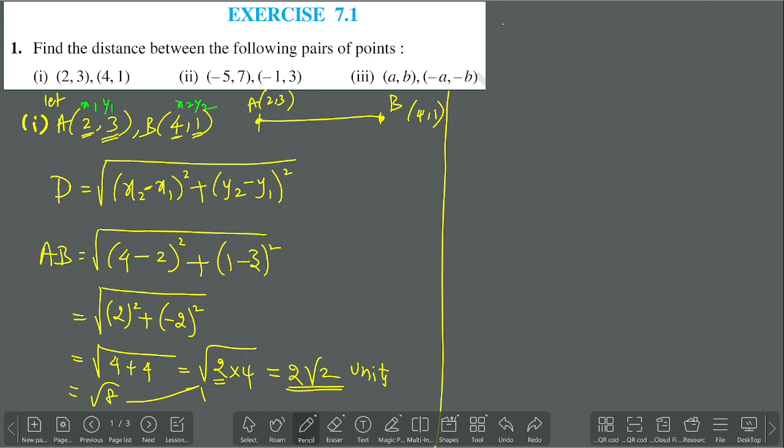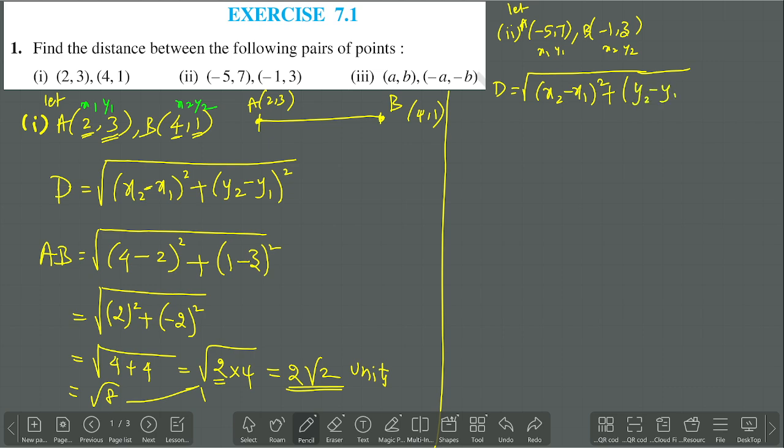And here second one is what, minus 5, 7 and minus 1, 3, x1 y1, x2 and y2, distance formula. Suppose if I take the given points are A and B, then I will be telling A equal to, but first let me write the formula, distance formula. You tell me, maths leader, stand up, tell me, what is the formula? Square root of x2 minus x1 whole square, y2 minus y1 whole square.